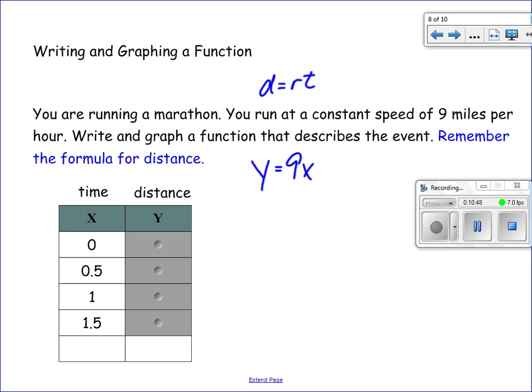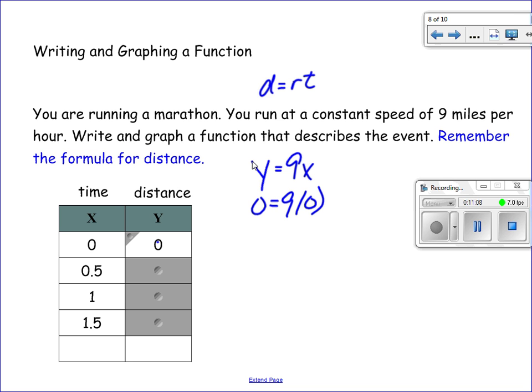So if we were to plug in and do, instead of ordered pairs, if I had 0 for time, of course, 9 times 0 is going to equal to 0. So you didn't go anywhere without any time.